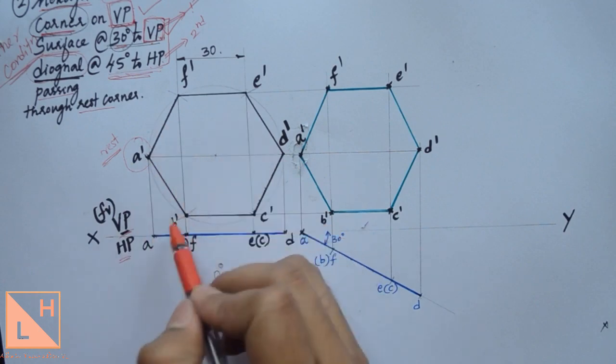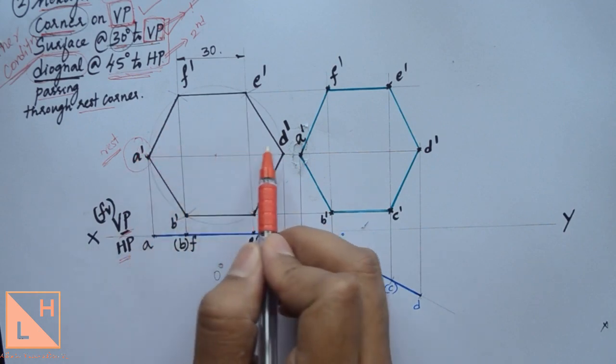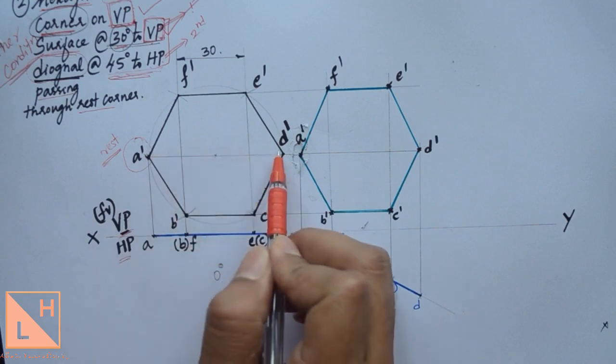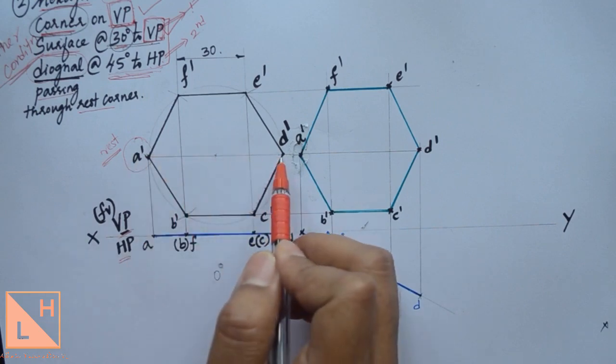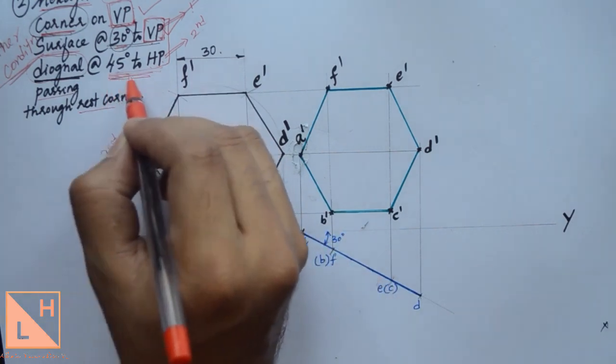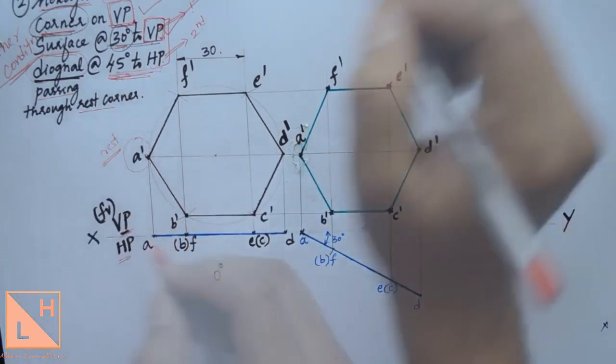So out of the three diagonals, we are supposed to select the diagonal that passes through the resting point, which is A dash D dash. Now the angle given here is the true angle. How do we identify it?